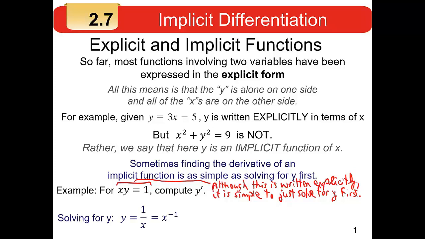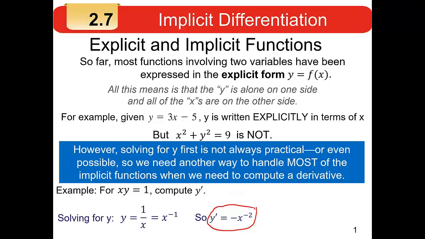So even though the original function was written implicitly, if it's really simple to solve for y, that's still probably the best strategy. In order to do that, we've done this before. You just use the power rule and you get minus 1 times 1, which is minus 1, or just minus x to the minus 2, because the power rule says you subtract 1 from the exponent. So minus 1 is minus 2. We've done that. All I'm pointing out here is if you have a really easy way of solving for y, even if the function is written implicitly, you can solve for y and then do what you already know how to do. That doesn't happen most of the time, and we need a way to handle the cases where that is not the case.